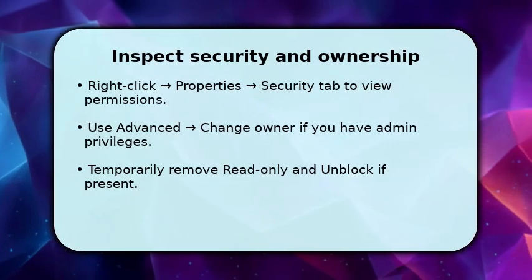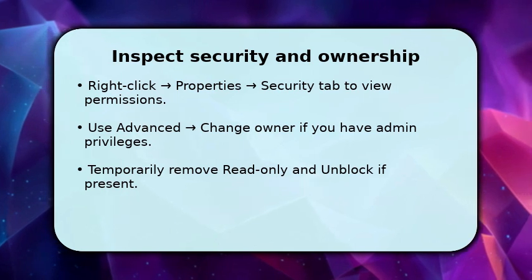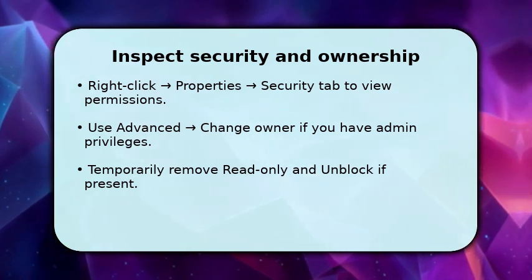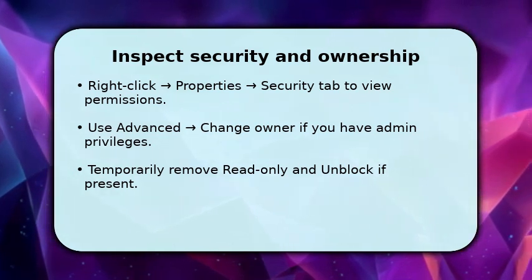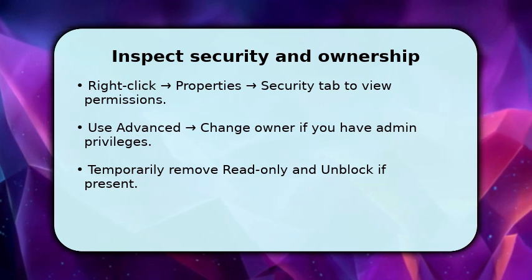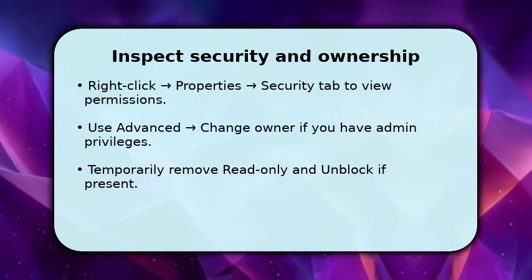Now inspect permissions. Right-click the folder, Properties, then the Security tab to see who has access. If you lack permission, click Advanced and change owner to your admin account. This transfers control so you can adjust rights. Once you own it, add full control for your user and apply changes to subfolders and files.